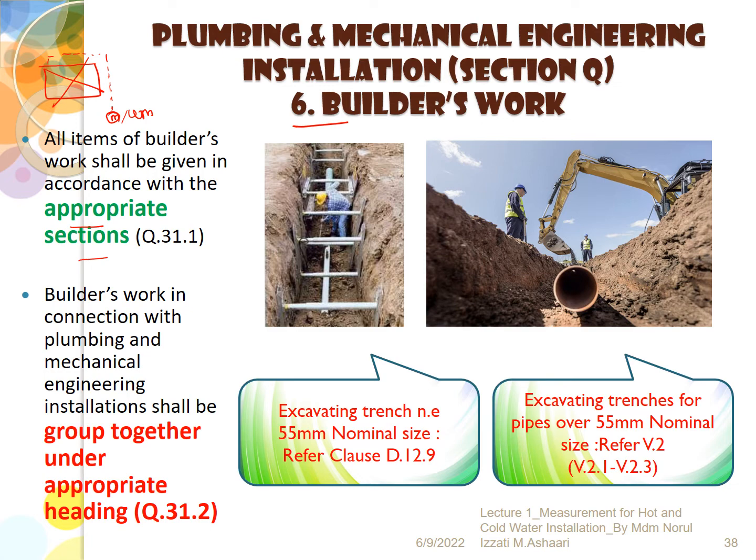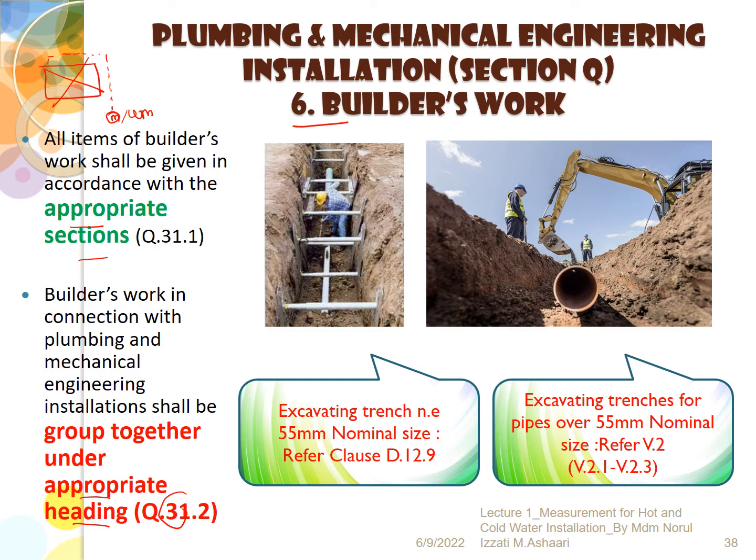After that, if you look at Q.31.2, the builder's work in connection with the M&E work shall be grouped together under appropriate heading. What does it mean? That means you have to measure all the builder's work under the main heading of the cold water system, but you cannot measure the cold water system builder's work with the aircon or with the electrical. Under appropriate heading means the same heading as the system shown in Q.2.